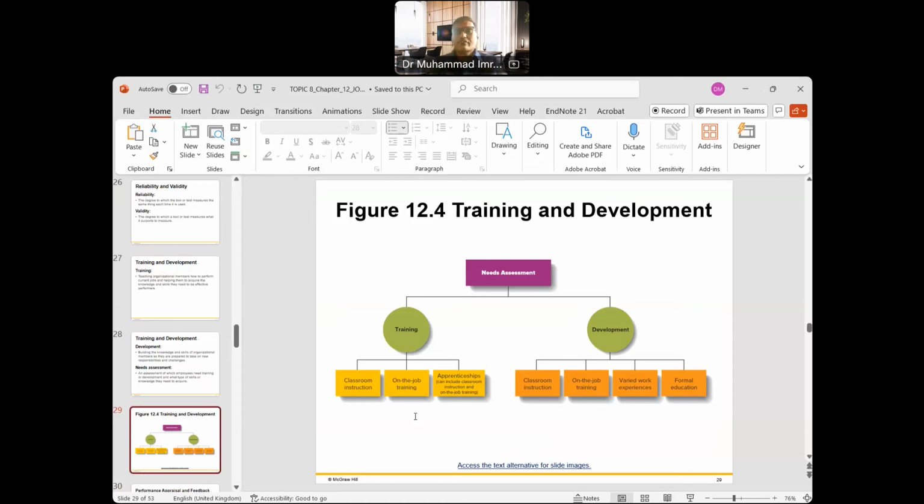Apprenticeship: they send them to different companies for an internship for a specific time. For development, yes, classroom instruction also. We are giving them specific training, courses, and workshops in the classroom. On-the-job training, yes, while they are doing the job, and we are giving them new instructions and new guidelines.